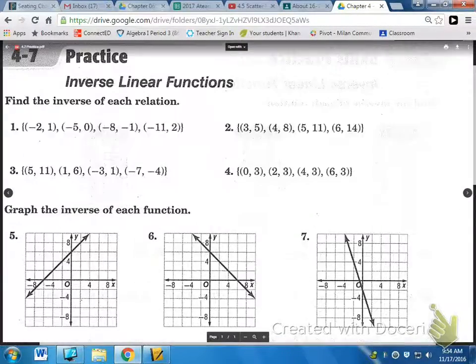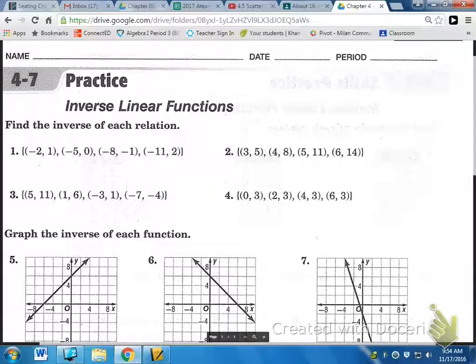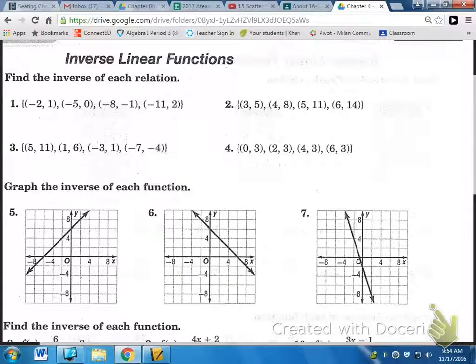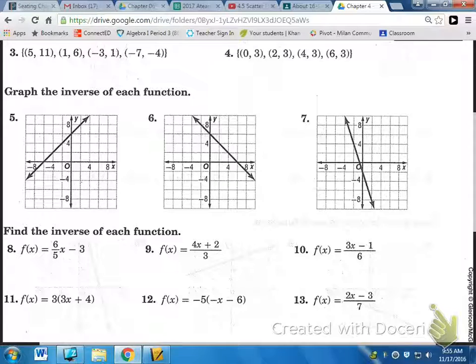So the first 4, you're just going to switch your x and y around, write them as a set of ordered pairs. You set notation and parentheses and all that good stuff. Now, 5, 6, and 7. You are going to have to write the equation that is there. Okay? You're going to have to use your information like the y-intercept, the slope.